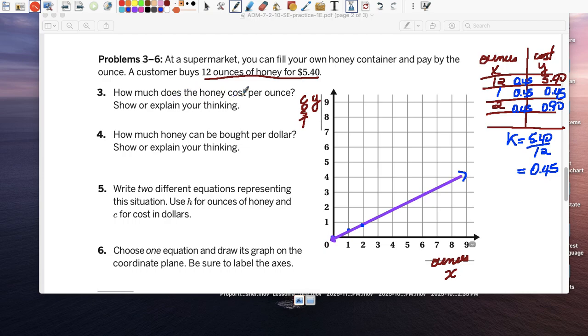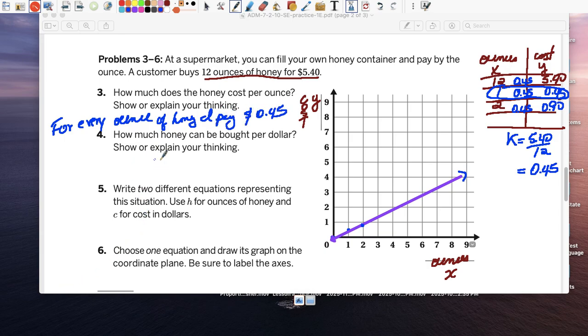So how much does the honey cost per ounce? And that's right here, our unit rate. Honey per ounce. So the honey per ounce is, for every ounce of honey, I pay 45 cents.